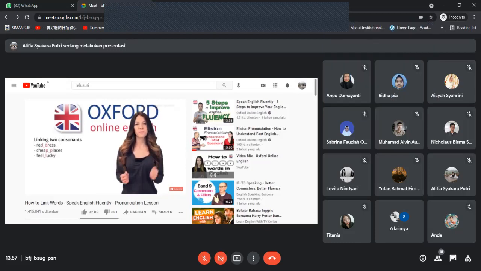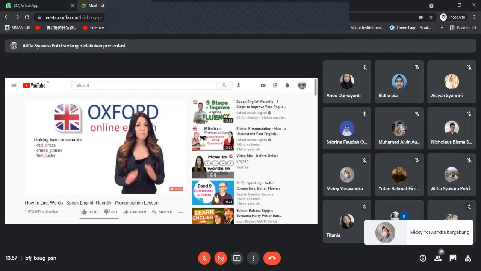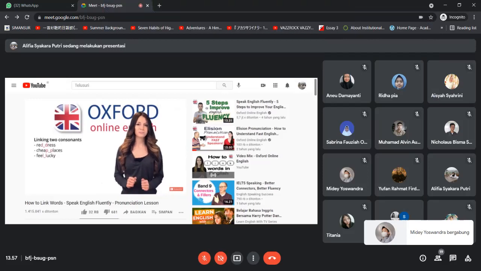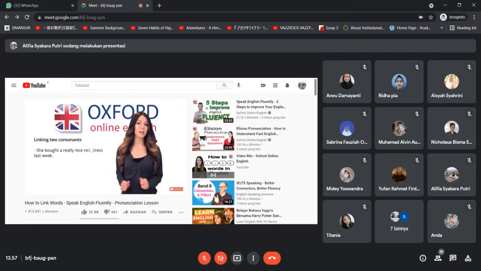Repeat after me. Red dress. Cheap places. Feel lucky. Let's put them in a sentence. She bought a really nice red dress last week. Do you know any cheap places to stay in Barcelona? I feel lucky. Let's play poker. Can you read the sentences? Focus on pronouncing the links between the consonants.